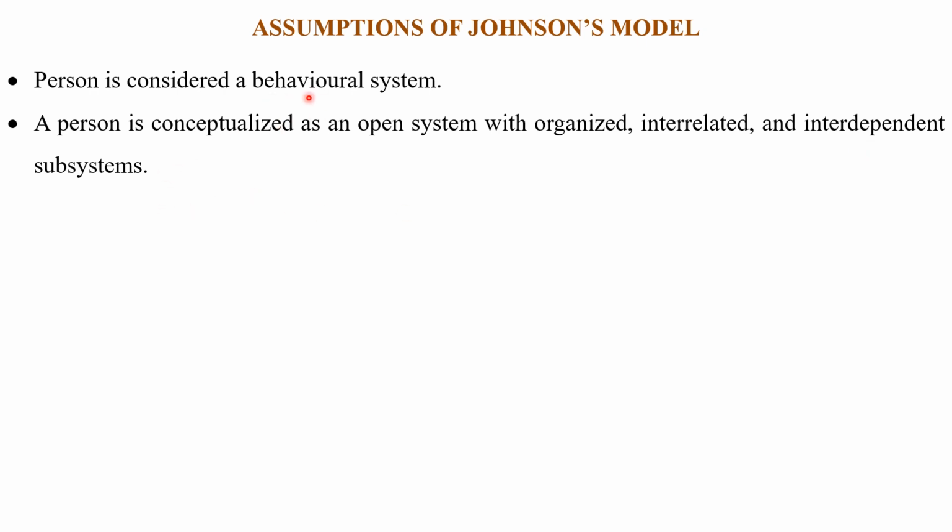The behavioral system has some subsystems also, and these subsystems together form the basic system, the behavioral system, and these subsystems are organized, interrelated and interdependent. Also, the human being is considered to be an open system. Open system means it interacts with the environment. So this is one of the main assumptions of Johnson's model.